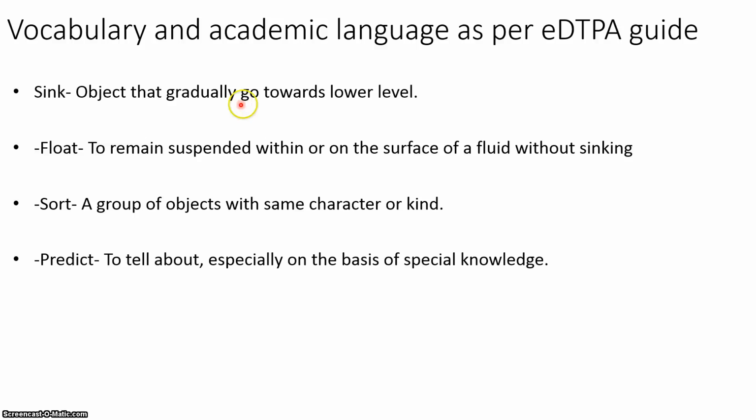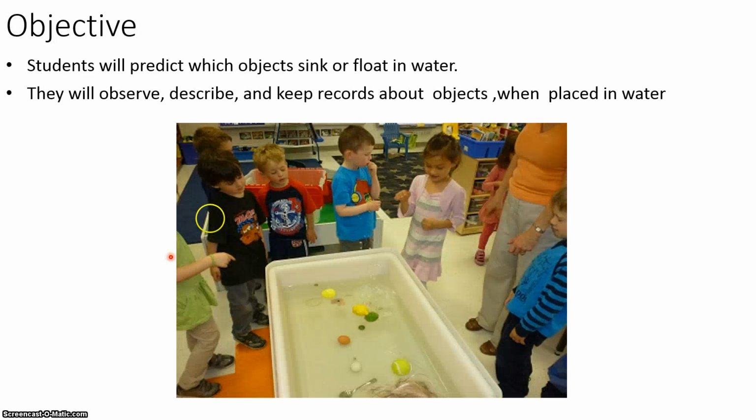The vocabulary and academic language as per the EdTPA guide which is used for this lesson are: sink, objects that gradually go towards a lower level; float, the objects which remain suspended within or on the surface; sort, a group of objects with the same character or kind; predict, to tell about, especially on the basis of special knowledge.